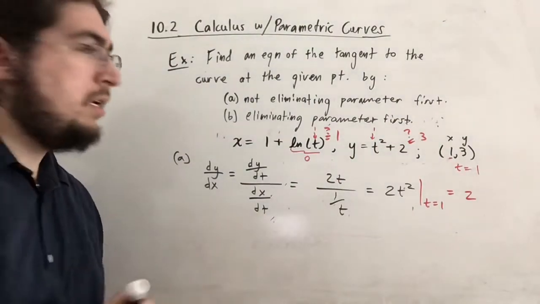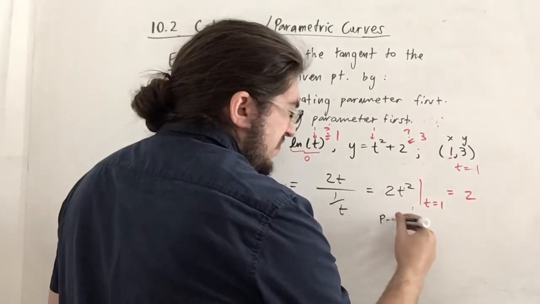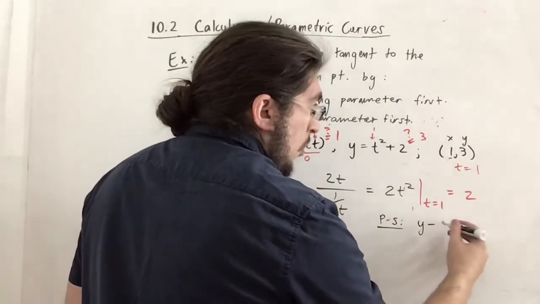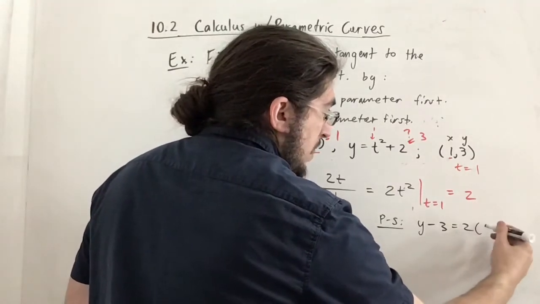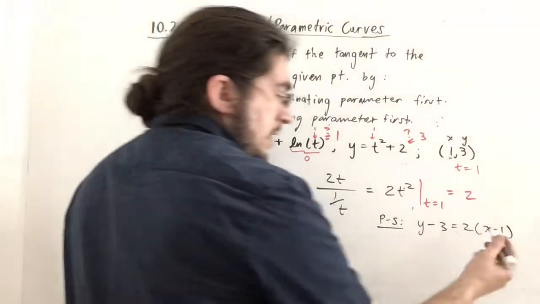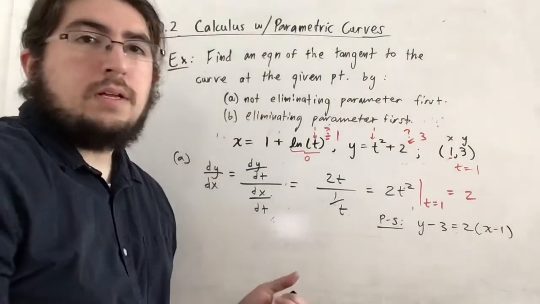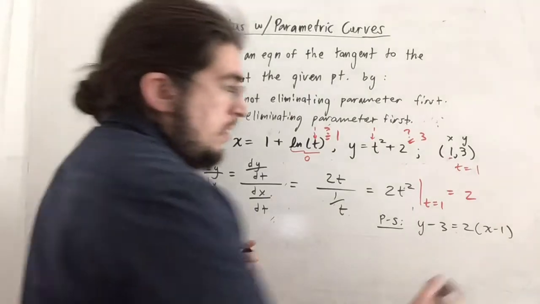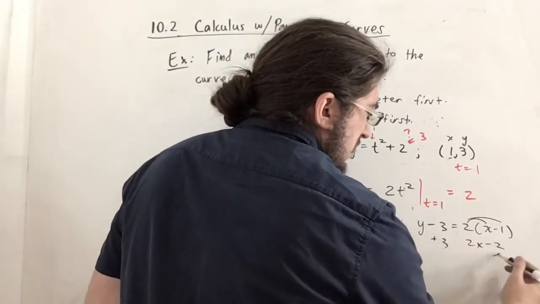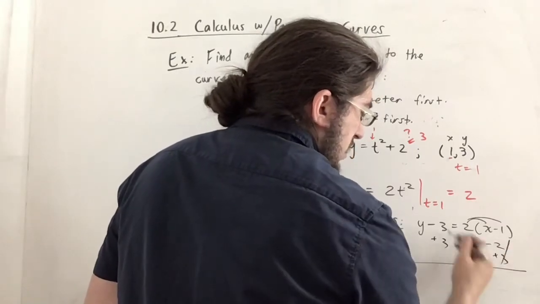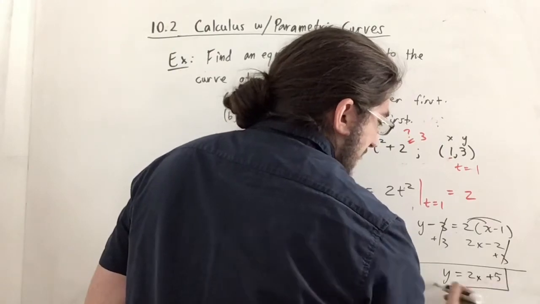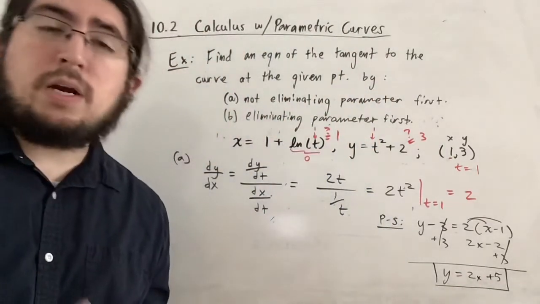All right, now what? Using point slope, the equation of the tangent line is y minus the y value equals the slope times x minus the x value. Then you can solve for y to write it in slope-intercept form. If you distribute, you get 2x minus 2, and if you add 3 to the other side, you end up with y equals 2x plus 5, and that is our answer. That's the same answer we're going to get for part B.